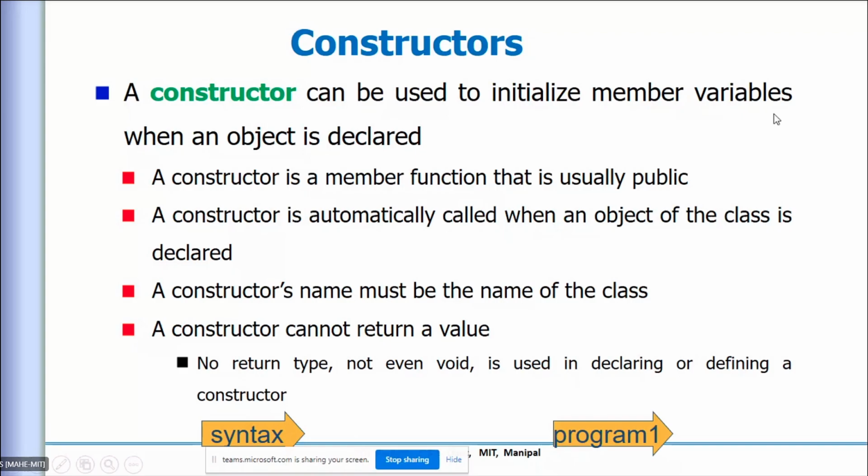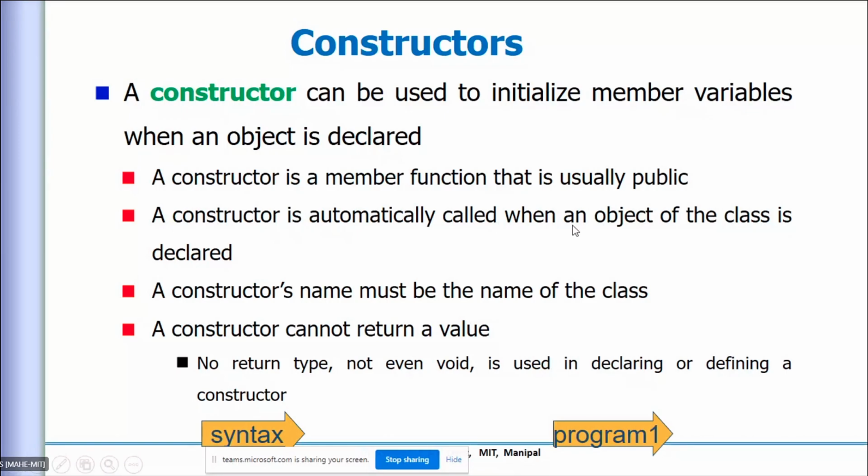Previously I showed you an example of an employee. You created a class Employee and objects employee1 and employee2 or something like that. But how is the constructor different from that? We'll see that. A constructor is a member function. Remember, it is a member function, and usually it is public. It is automatically called. You need not call it explicitly; I'll show you how to call it also. It is automatically called when an object of the class is declared.